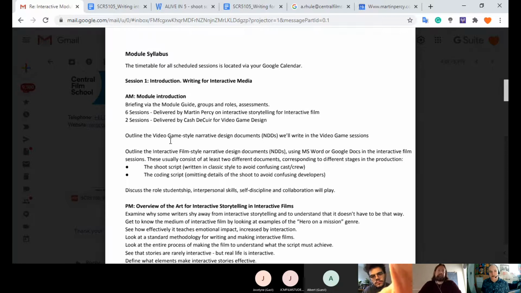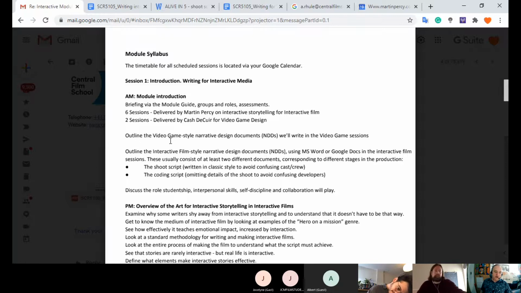The shoot script is written like a regular script to avoid confusing the cast and the crew. Cast and crew get very easily confused in interactive shoots, and we'll see how we can write a script that keeps them nice and relaxed. The coding script is written in coding style to avoid confusing developers and coders, who are also easily confused in a slightly different way.